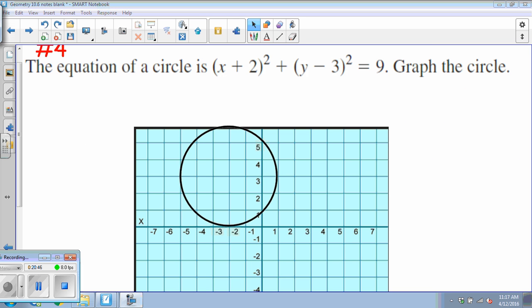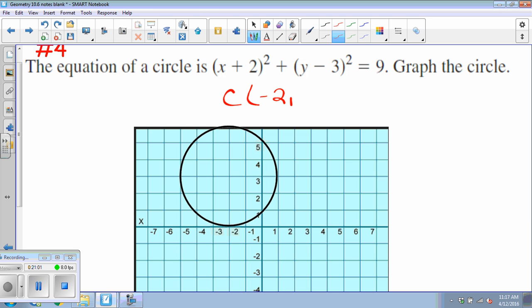Now, in this one, this is simple. They give us the general form and we have to graph it. So if they give us the general form, they're telling us the center and the radius. So, what is the center of this circle? (-2, 3), and the radius is 3. You have to take the square root, okay?